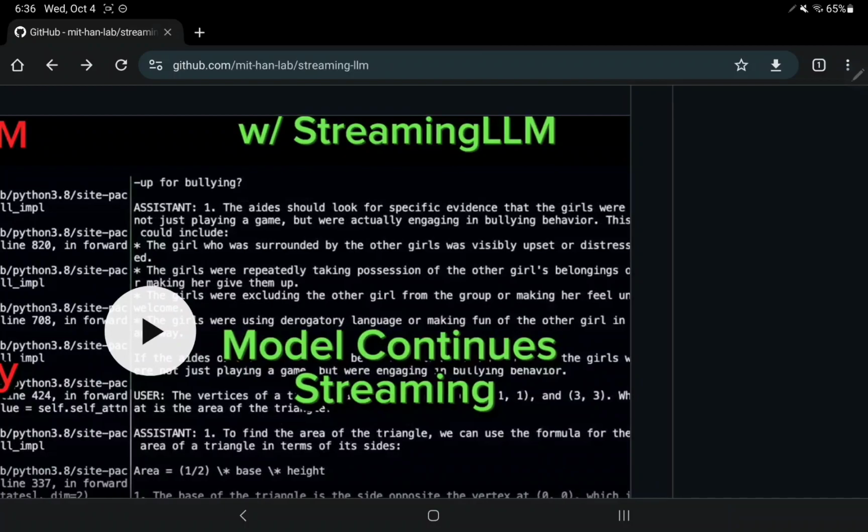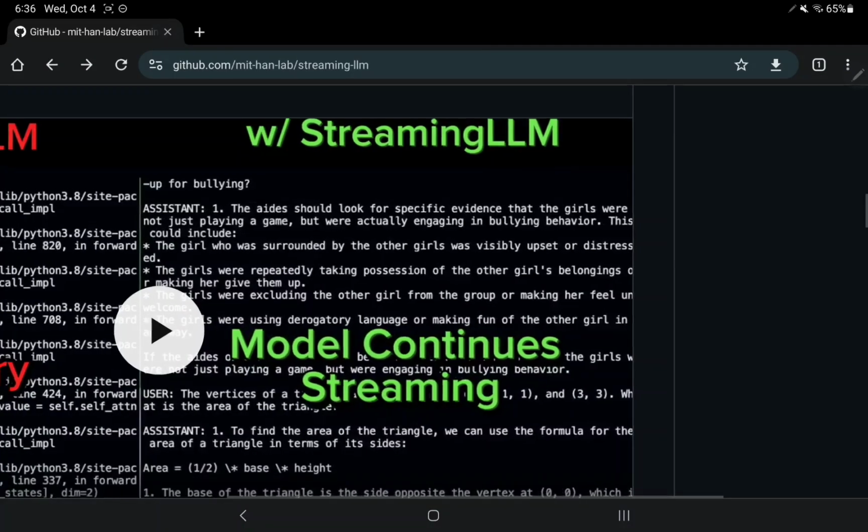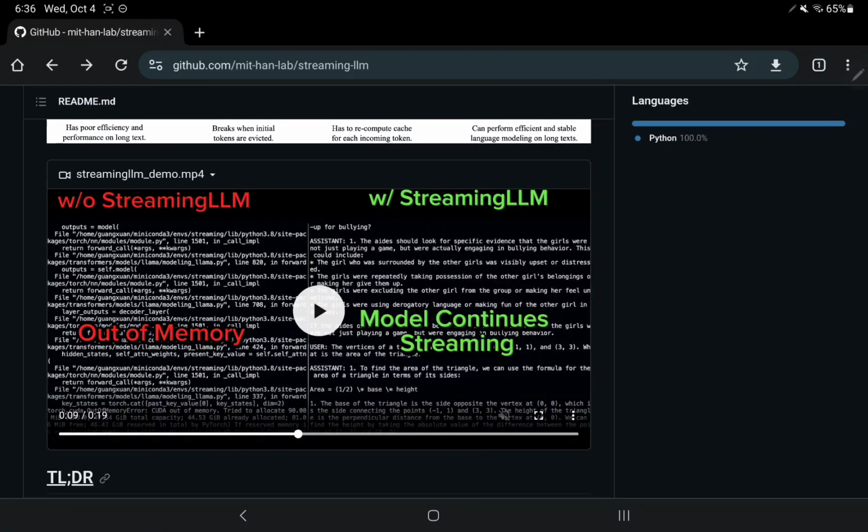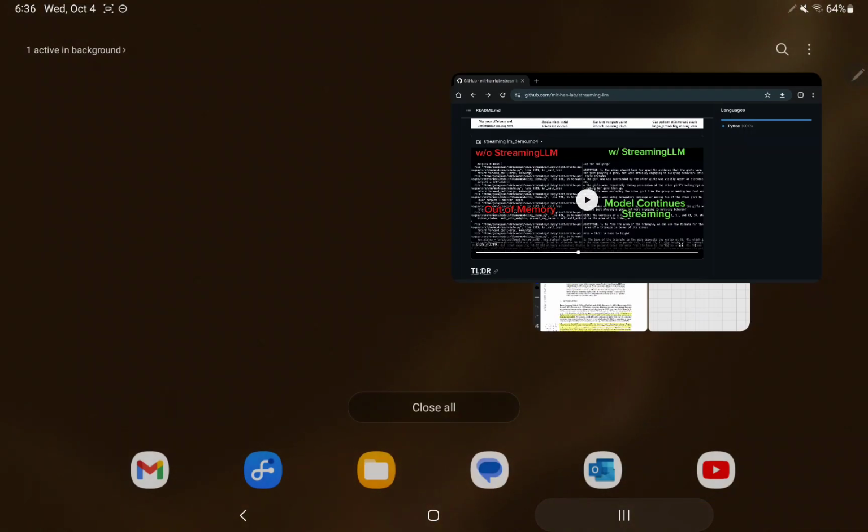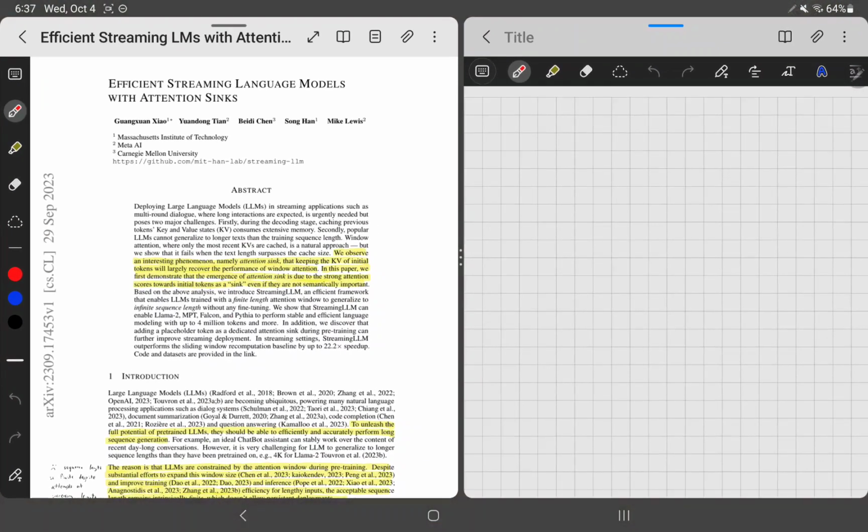So StreamingLLM's goal is to take a large language model and allow it to continuously stream information that makes sense, but also not run out of memory. A normal LLM will run out of memory and start making up gibberish as it gets longer. But StreamingLLM fixes that. So let's get into it.